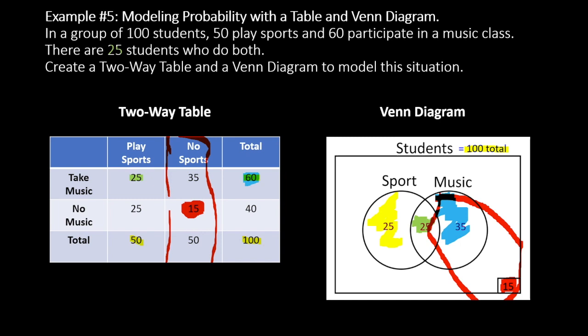I just think it's a little bit easier to see it in a two-way table than it is in a Venn diagram. But you can use whichever one makes you happy and whichever one you find most helpful.